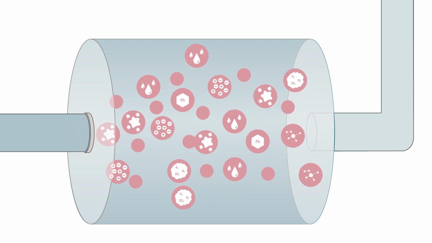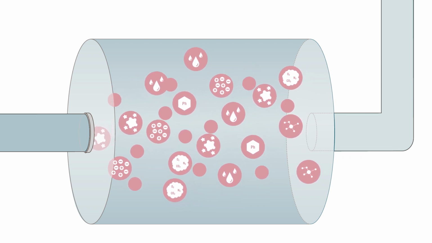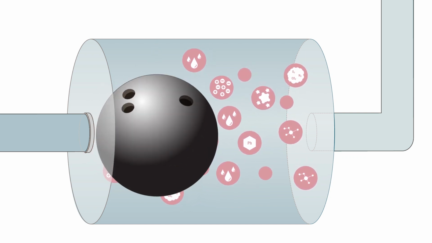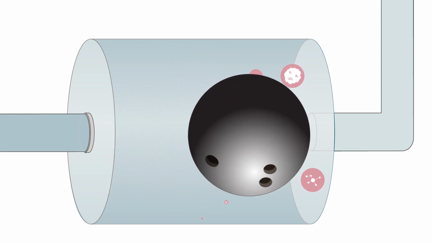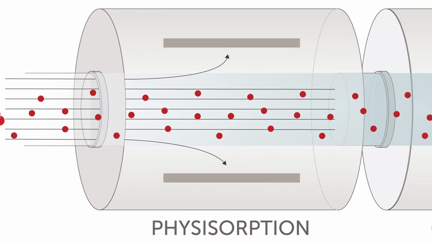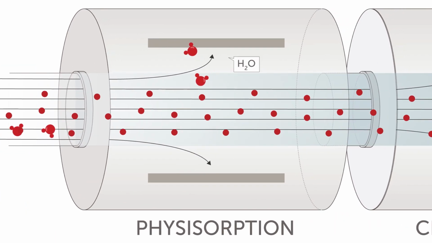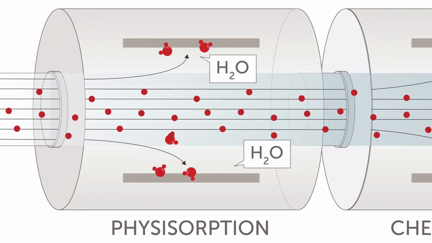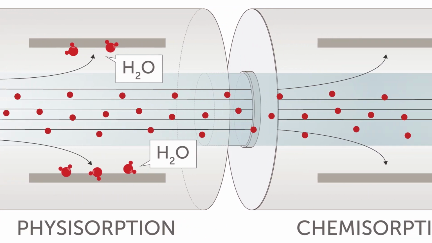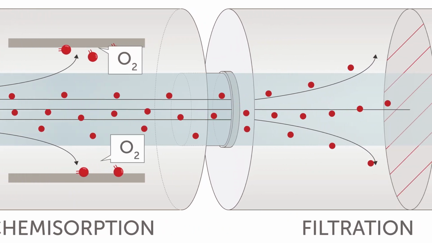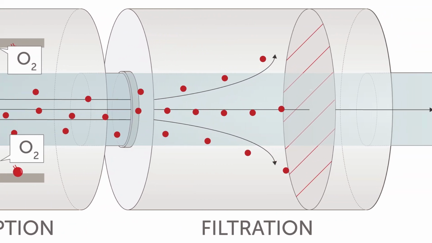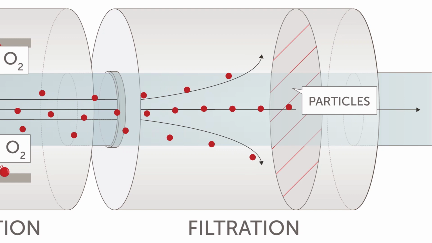Instead of throwing darts one by one, modern purification efforts are more like bowling balls. The goal is to knock out as many contaminants as you can with each shot. Here's how it works. Moisture and hydrocarbons are removed via physical adsorption or physisorption. Reactive elements are removed via chemical bonds or chemisorption. And large and small particles are captured by advanced filtration.